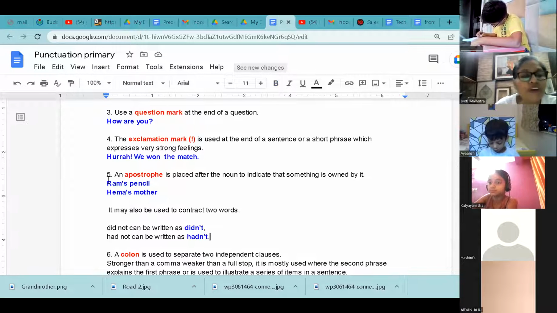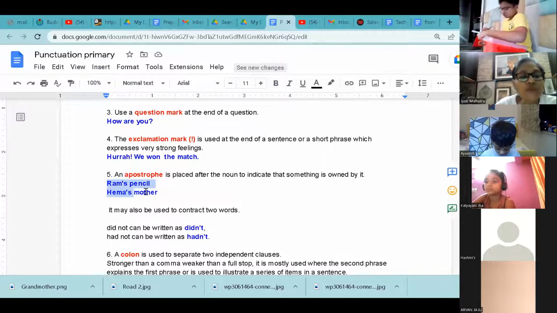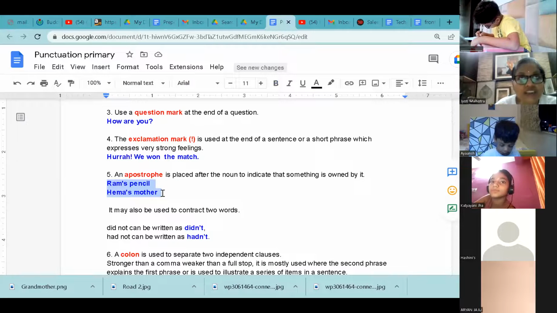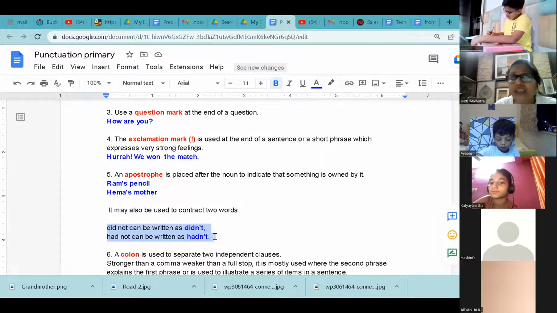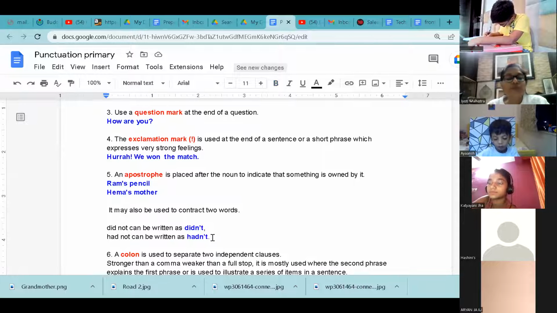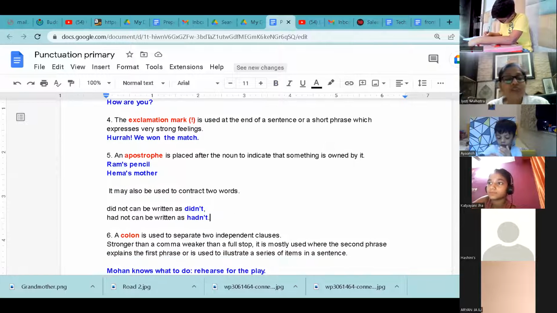Okay, so the apostrophe is used, number one, to indicate possession of something in the case of nouns. In the case of verbs and pronouns, it is used to indicate contractions. Okay, contraction means short form. I hope that you all understood this.